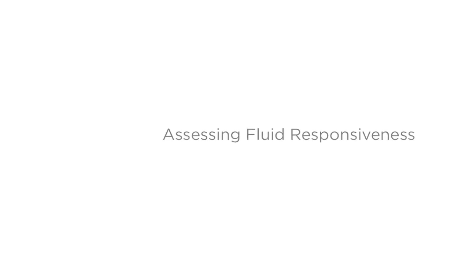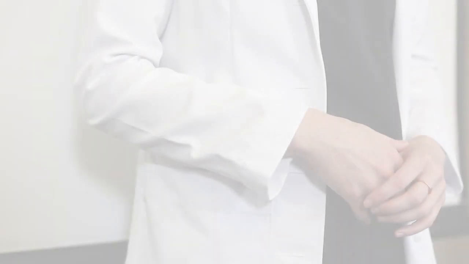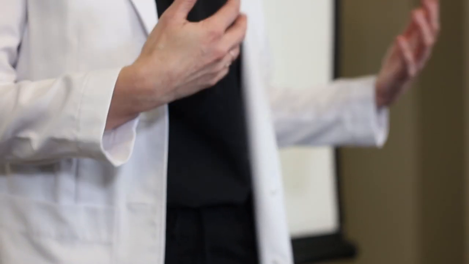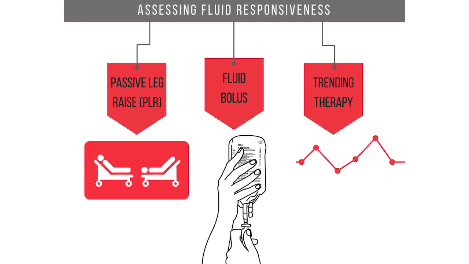So now that we know that it's important to use dynamic measures, how do we do that, right? How do we assess a patient's individual Frank-Starling mechanism? There are three ways to directly assess a patient's individual Frank-Starling mechanism. We can do a passive leg raise, we can do a fluid bolus, or we can trend their stroke volume. So let's unpack those three things.